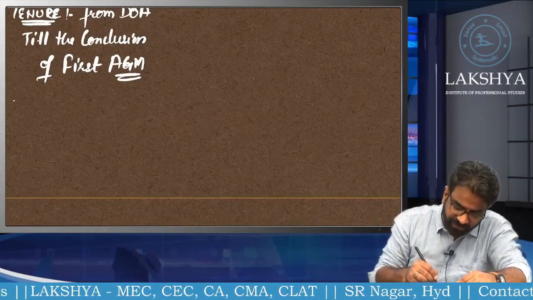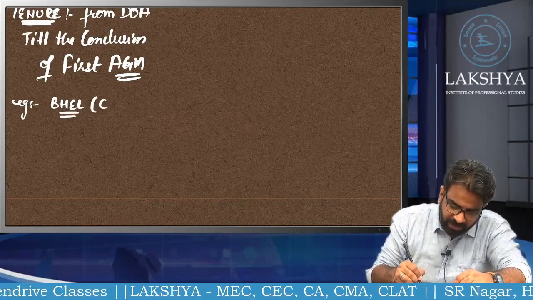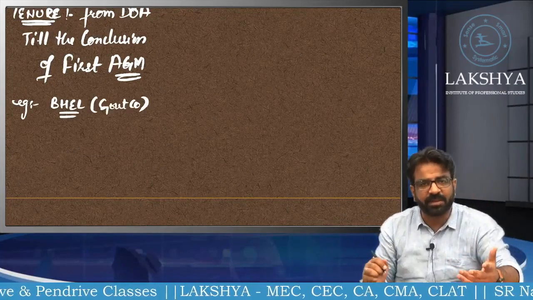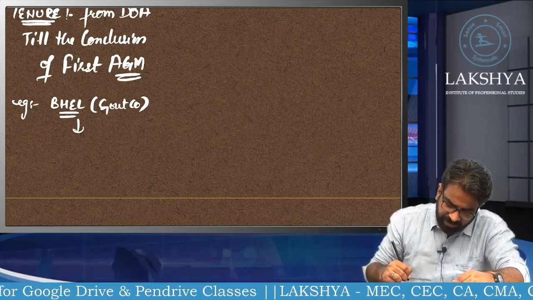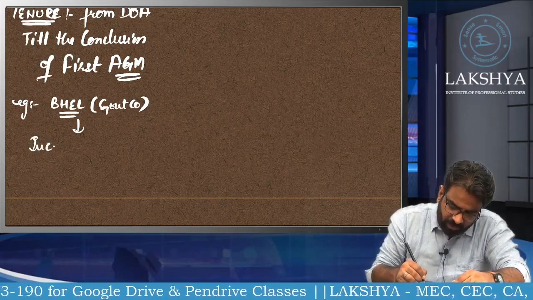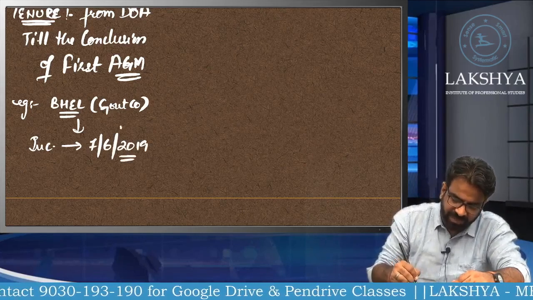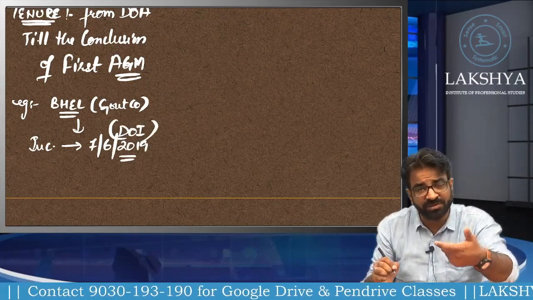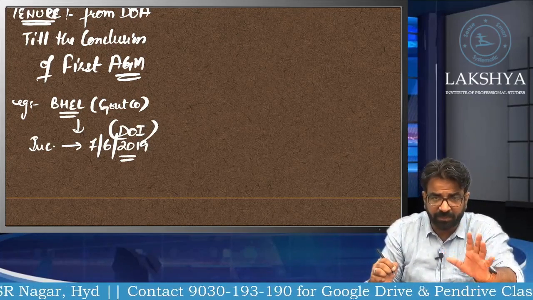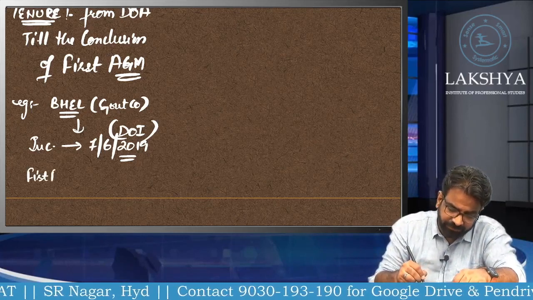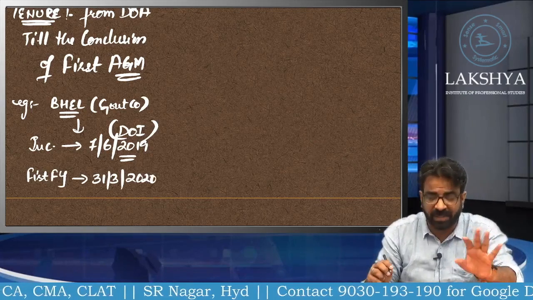So let me give you one small example. Say for example, now listen to this carefully. Suppose BHEL is a government company. Now this BHEL company got incorporated on 7/6/2019. What is the date of incorporation? 7/6/2019. Now tell me one thing, when will the first financial year of this particular company be over? The first financial year will be over on 31st March 2020. Is it correct or not? That is the first financial year.